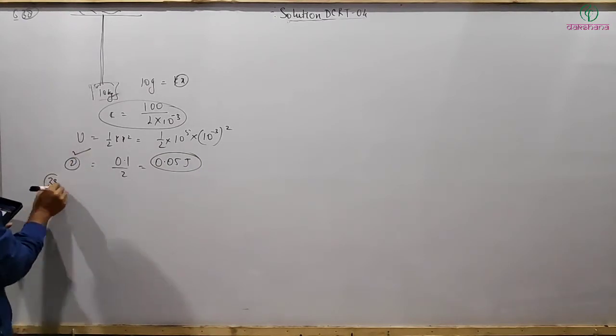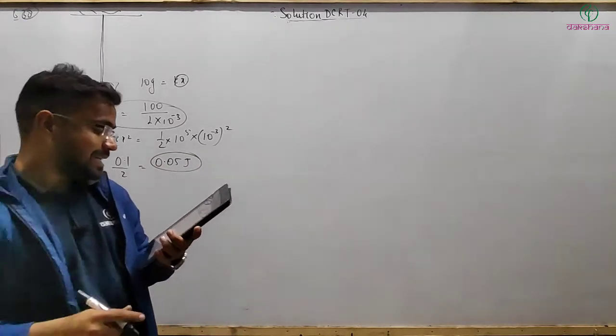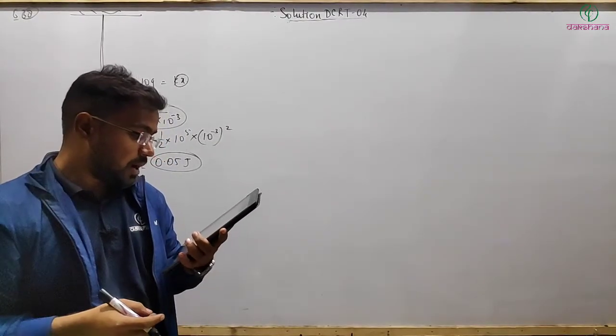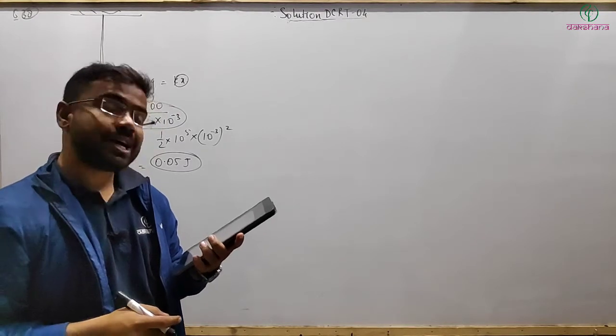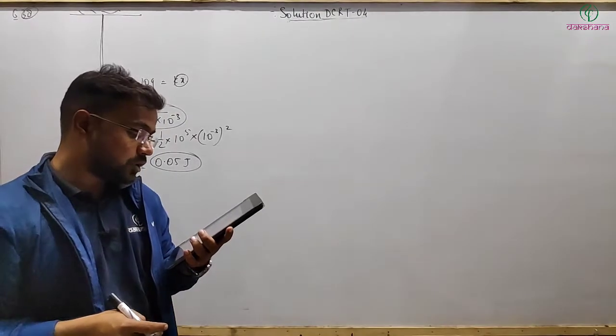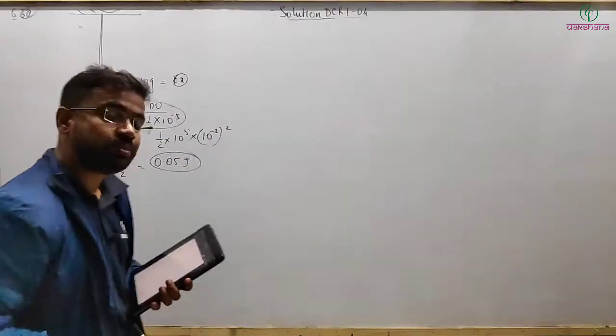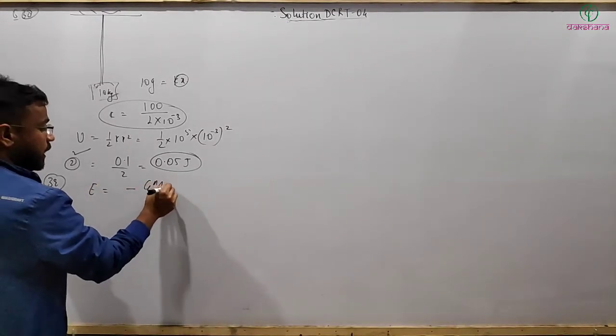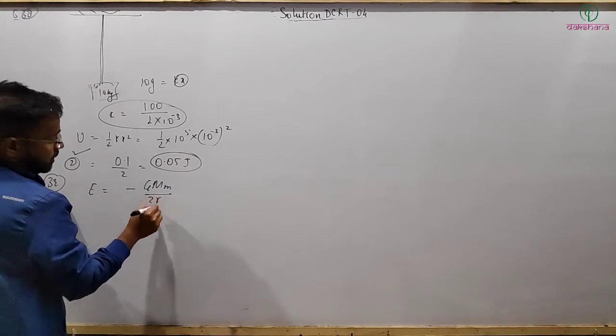Question number 38. Next, 39. Two satellites A and B having ratio of masses 3:1 are in circular orbit of radius r and 4r. Calculate the ratio of total mechanical energy of A to B. So here the energy of a satellite is given by minus GMm divided by 2 into radius.